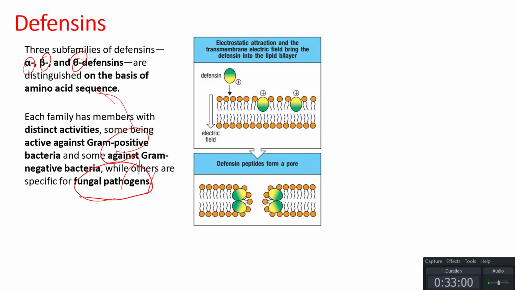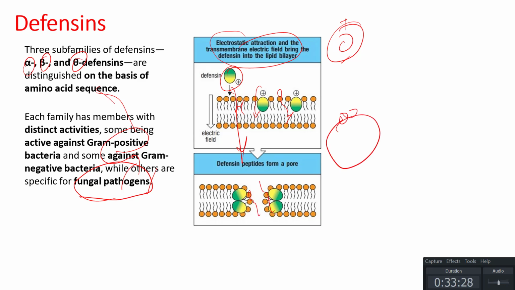As I said, it's an amphipathic molecule, so it can get into either the positive or the negative layer, whichever layer it is. That is called electrostatic attraction. Then the transmembrane electric field brings the defensin into the lipid bilayer. Due to both the positive and negative charge of the defensin molecule, it can get into the bacterial layer. The electric field goes this side, then it digests the bacterial outer membrane. If this is destroyed, the cellular contents are exposed to the body, and it will be killed by the body.